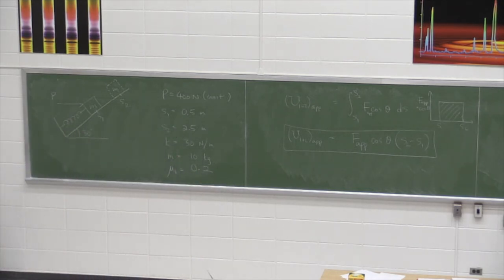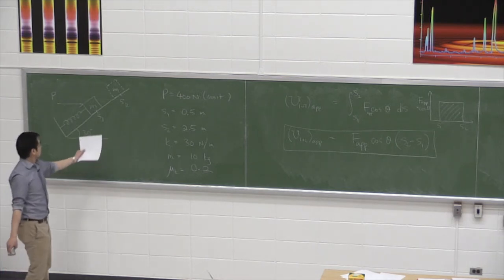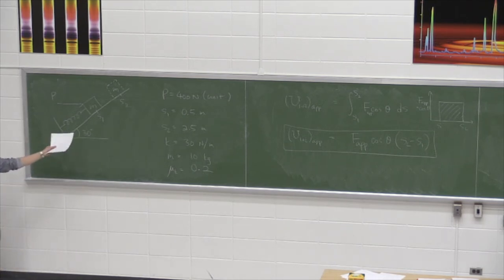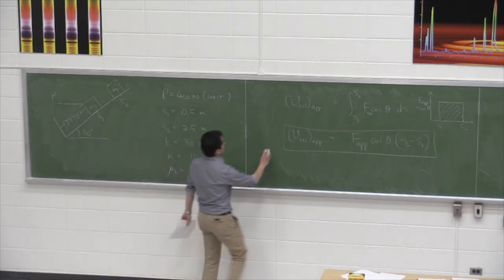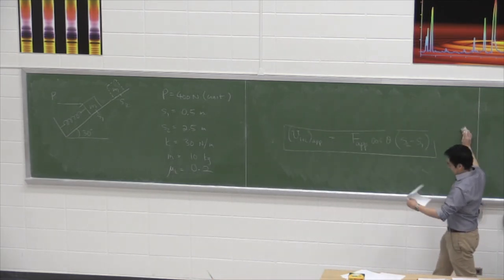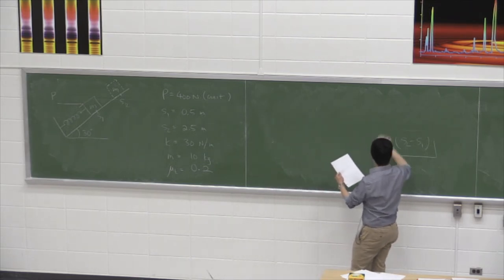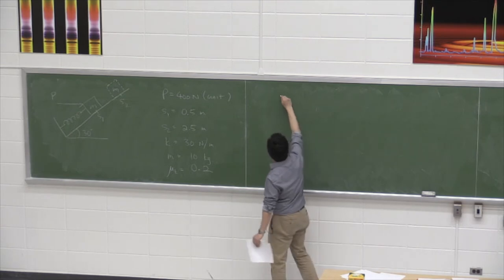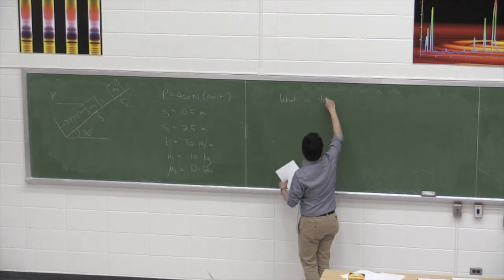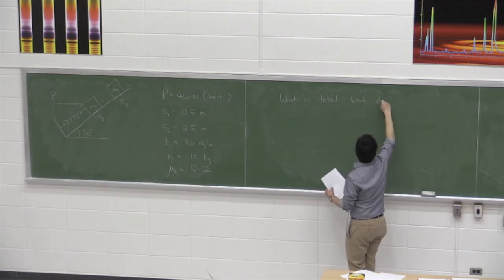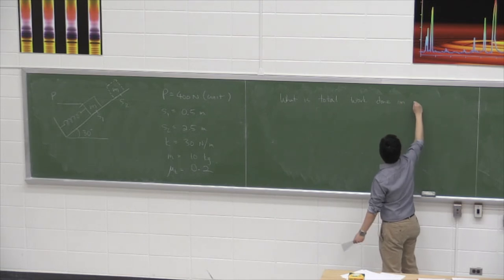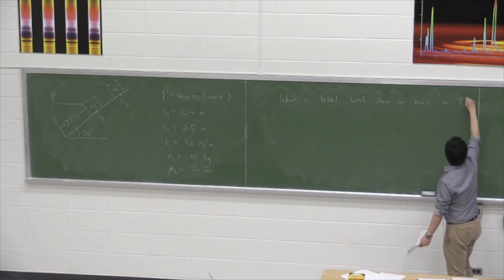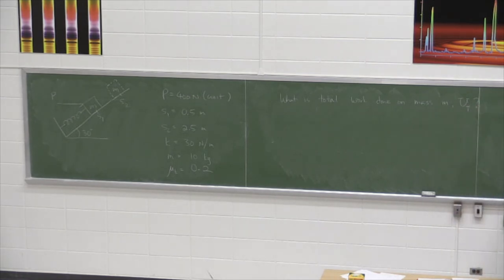Okay. So this is as basic as it gets. You got the mass connected to a spring. We're going to push it up the incline. And an applied force, P of 400 newtons, is constant. And you're pushing it at this angle. And you're given the location, S1 and S2, of the initial positions of the block, and then all this other information. Okay, and you're just asked, what is total work done on mass M, U total? UT is my U total.